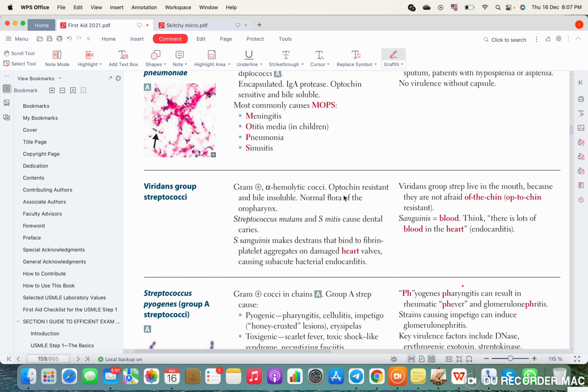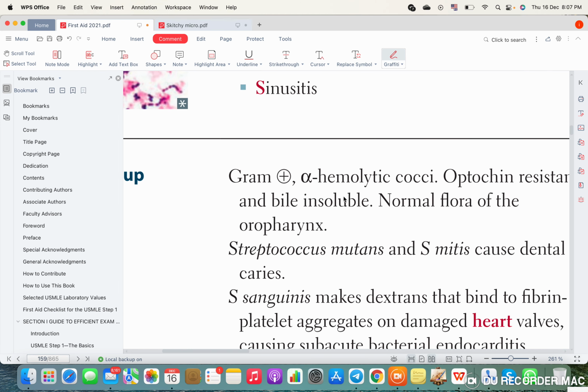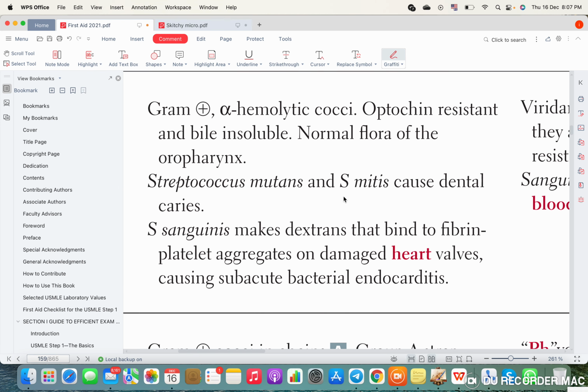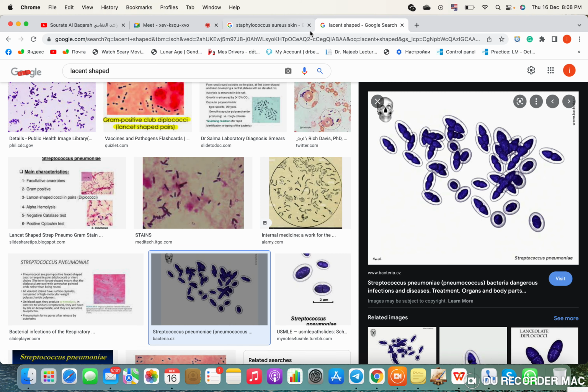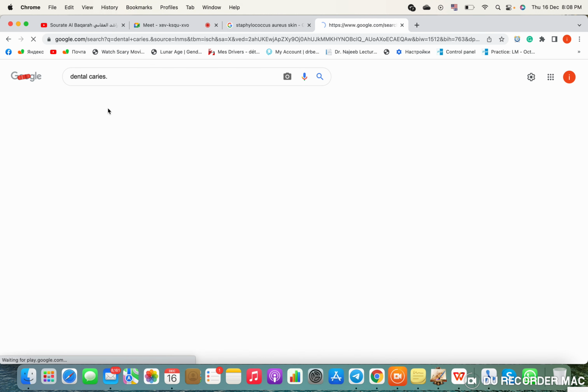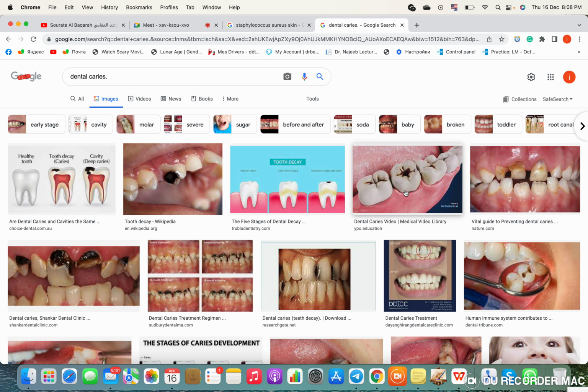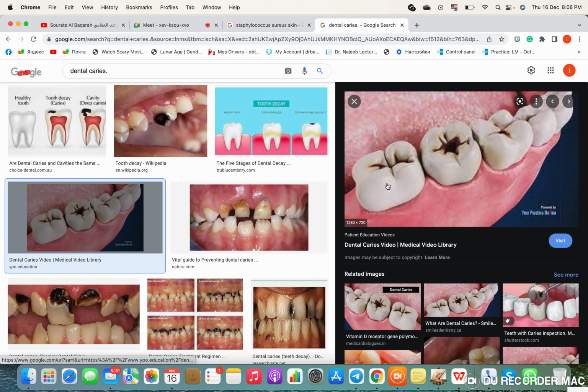So Streptococcus mutans and Streptococcus mitis, and now they don't tell you viridans anymore. They know that you know it, so they start to use words such as mutans, mitis, sanguinis. They can lead to dental caries. What are dental caries? It's quite interesting actually because some people are susceptible to dental caries. They take really good care of their teeth, but still they get plenty of caries. Other people who take horrible care of their teeth don't get dental caries because their immunity is just different.